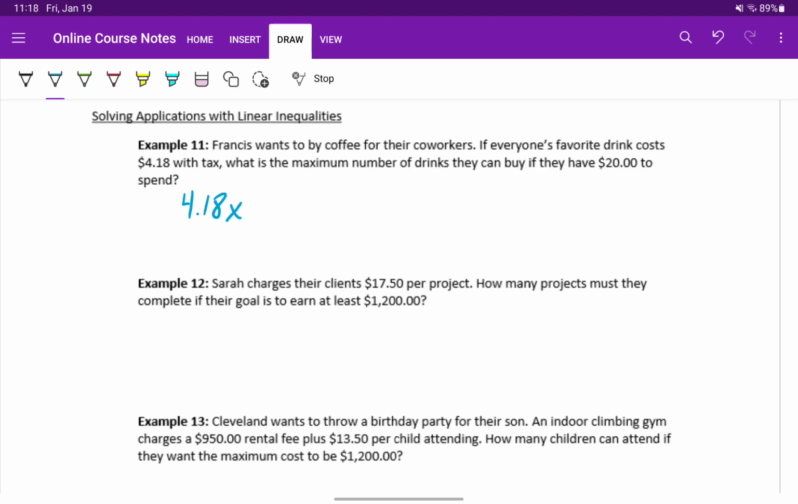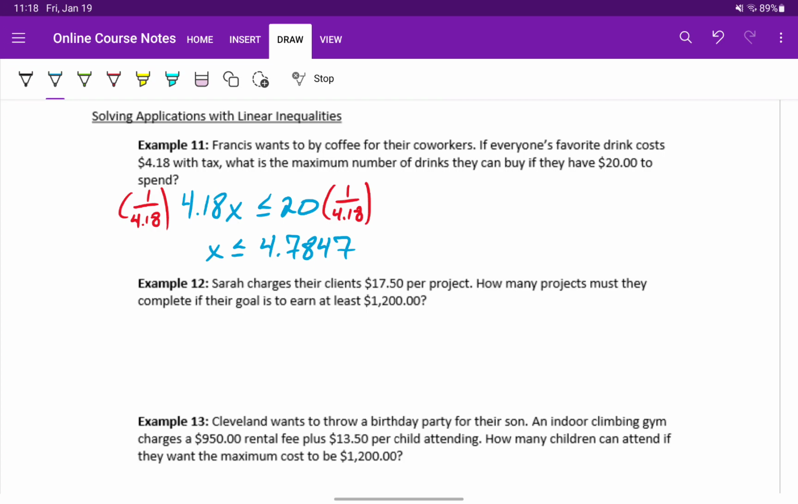So 4.18 times x would be the number purchased, and that has to be less than or equal to the $20 that they have to spend. To solve, we'll multiply both sides by that reciprocal, or we can just think of it as dividing both sides by 4.18, to get x is less than or equal to 4.7847, however far we carry that out and round.